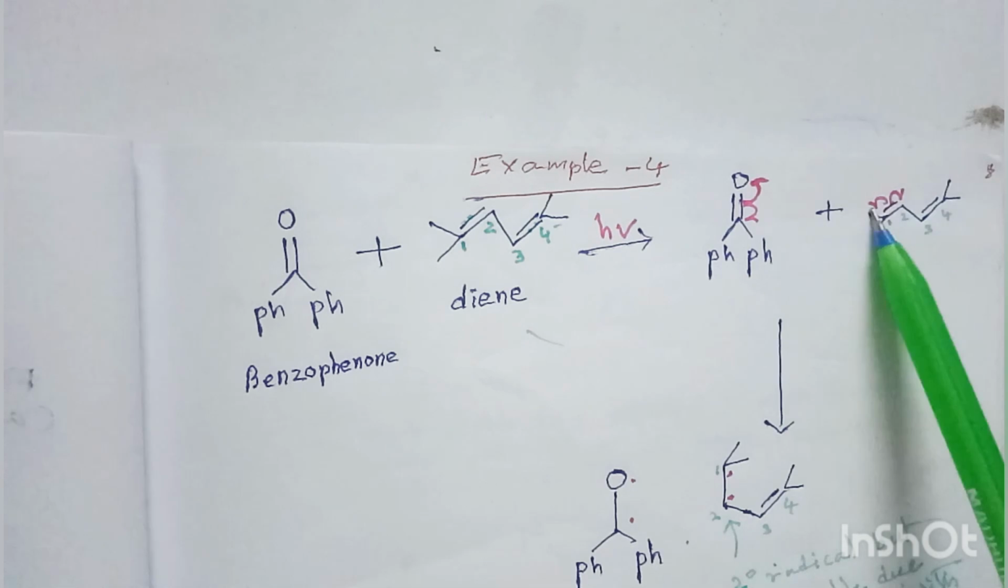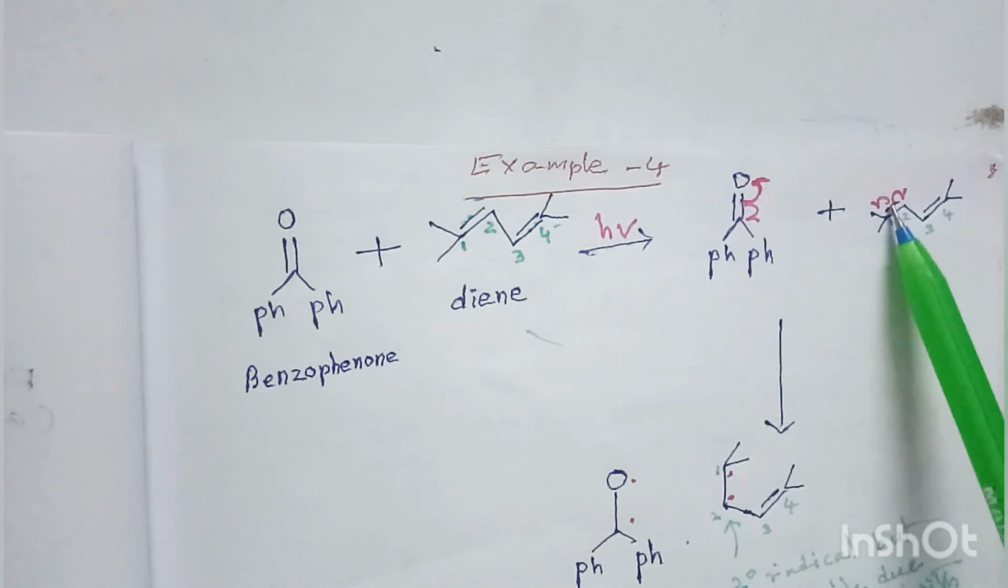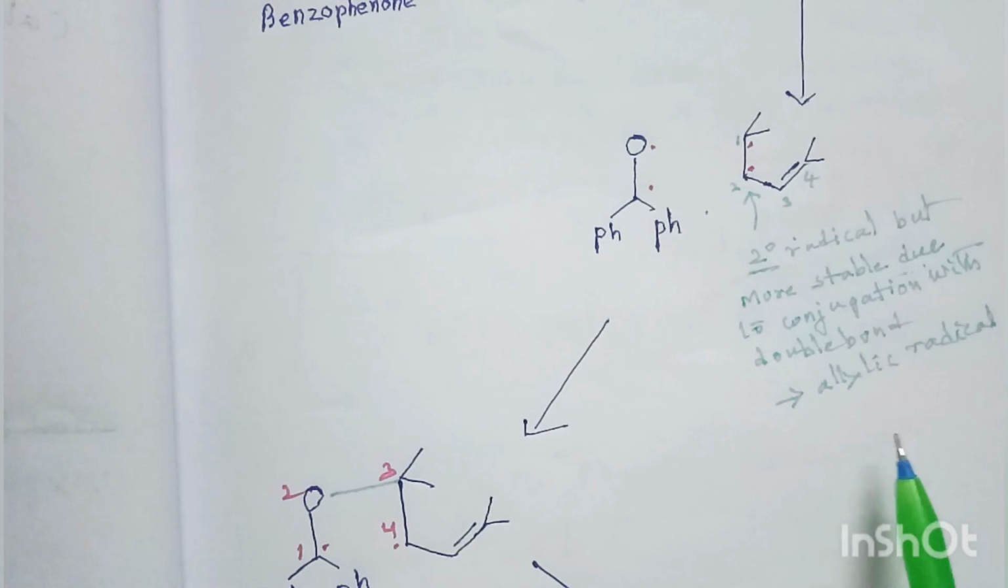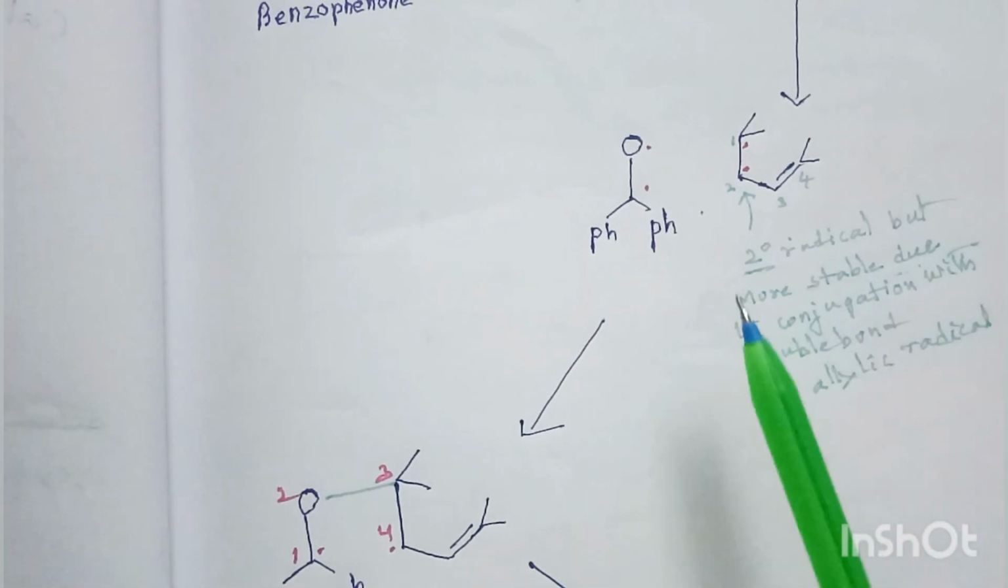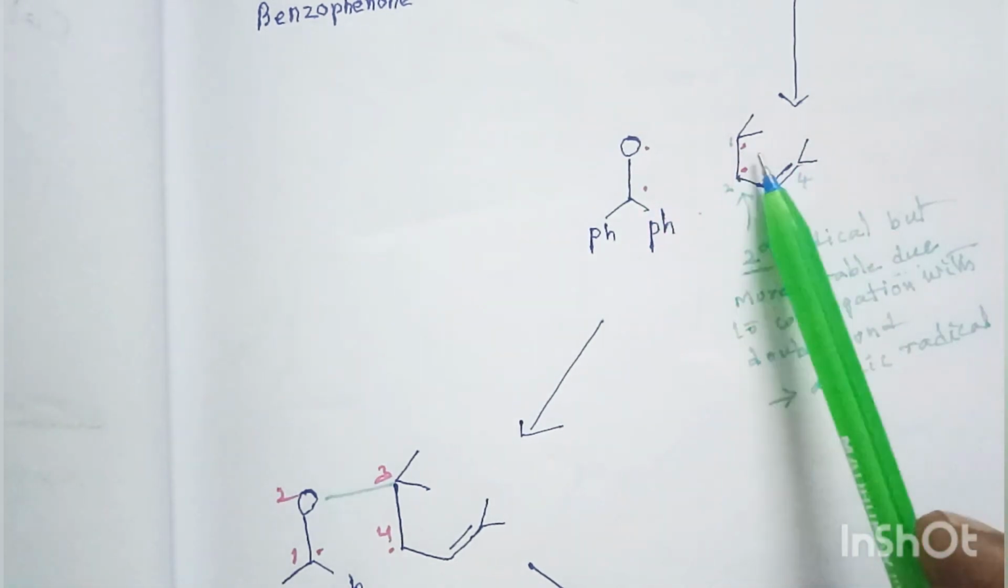Either way there is no difference because it is a symmetrical molecule. So here we get a radical and here we get another radical. Now let us see the importance of these radicals. This is oxygen radical, which is less stable.